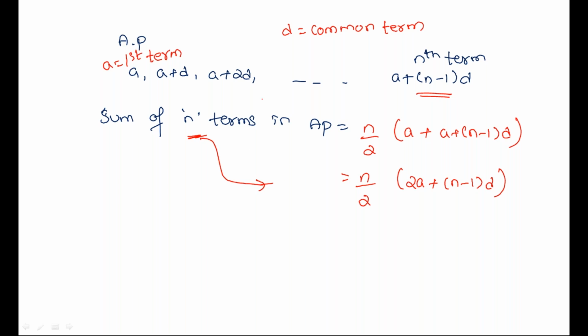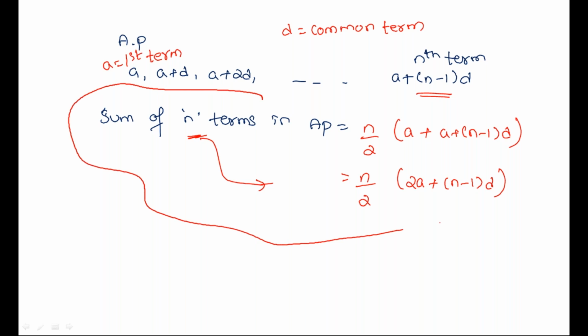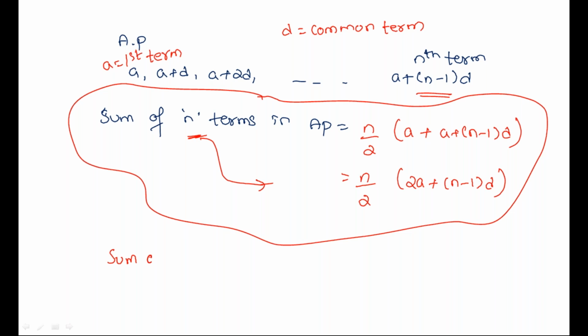This is the formula they're given, but that is all from the basic point. Sum of N terms is N, the number of terms, divided by 2, into first term plus last term. Guys, wait. You know, the sum of n natural numbers is also developed from this.